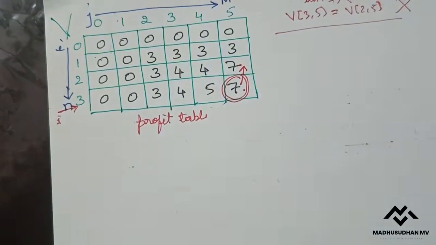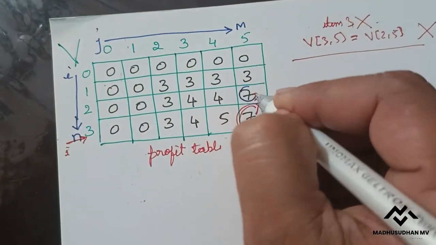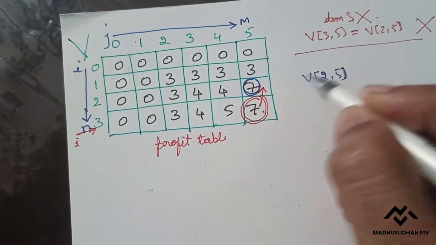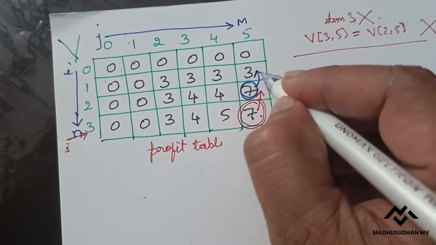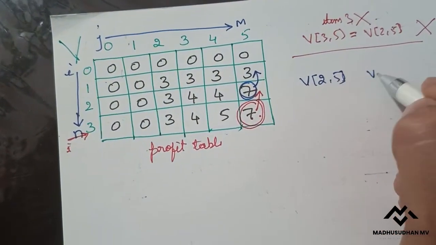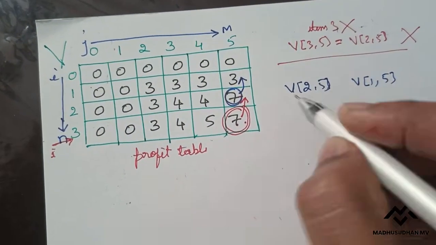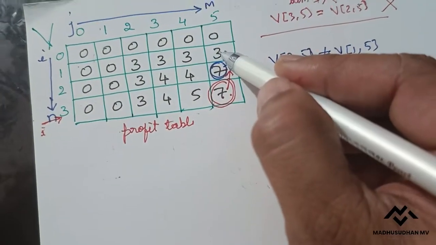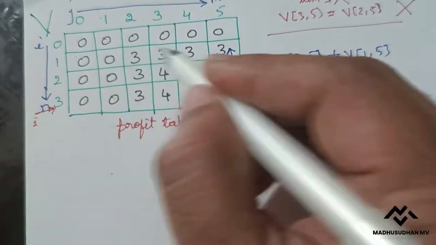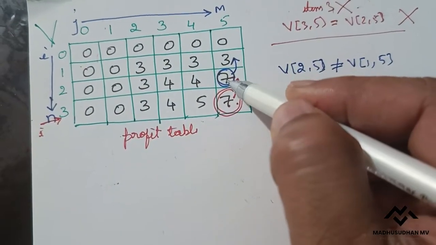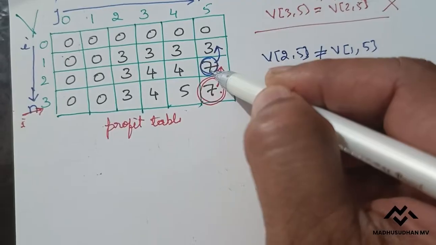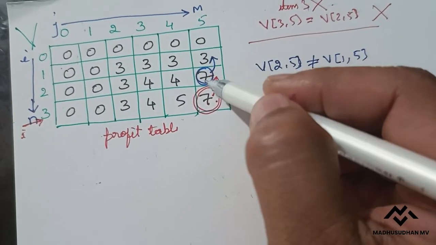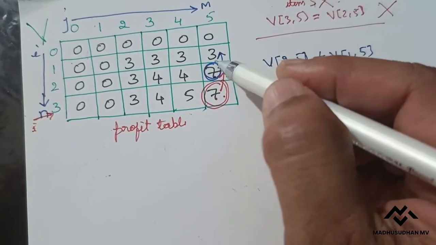That means now come to this location, v of 2 comma 5. Now again compare with the above item. The above item is v of 1 comma 5. Now are these two equal or not equal? These two are not equal. That means earlier, with item 1 the profit was 3, and when item 2 was included, the profit increased to 7. That means we have included item 2. So if the values are different, it indicates the ith item is included.